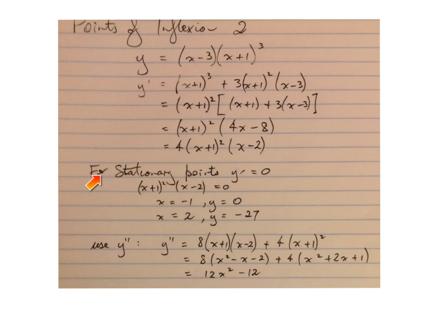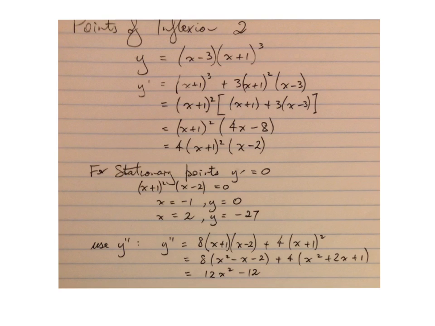And again, I'm showing you the communication you need with the examiners. If you've got to solve something, it's no good having this sort of thing. You can't solve that to 0. You need a product, something times something. Okay, so we have this thing equals 0, so either that bracket equals 0 or that bracket equals 0, and we get the solution of -1 and 2.